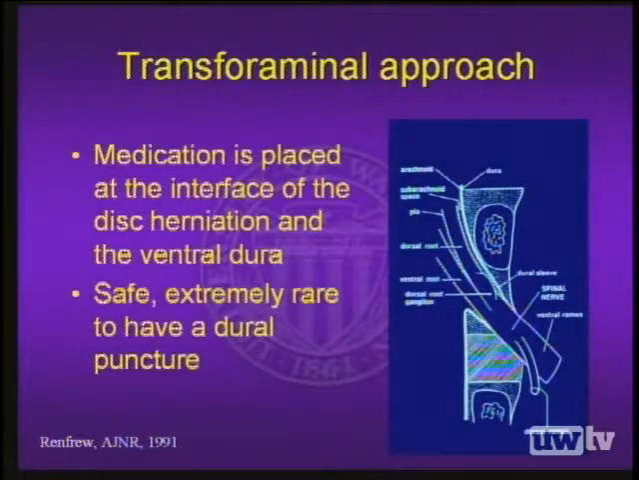Transforaminal is probably the approach that most of us use the most. The medication is placed at the interface of the disc herniation and the ventral dura, and it's generally pretty safe. It's pretty rare to have a dural puncture with the transforaminal if it's done correctly with fluoroscopic guidance.